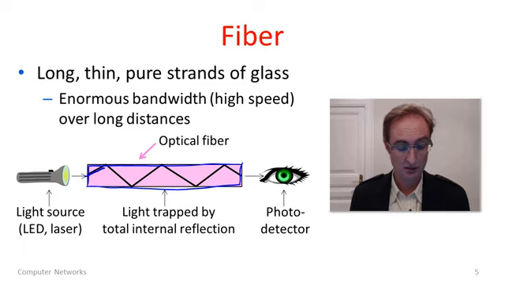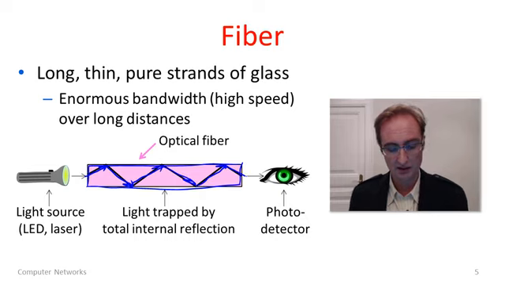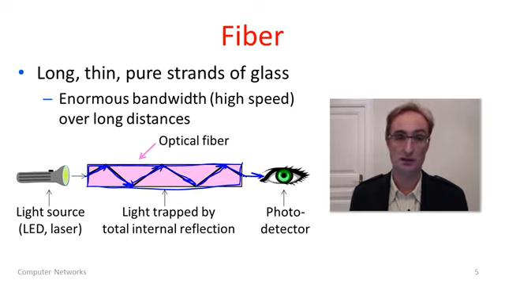The fiber is so thin that the light bounces around. It doesn't come out of the fiber, it bounces around until it gets to the other end. And then it goes out, and you can detect it with some kind of instrument, a photodetector. Fiber, compared to wire, is able to transfer enormous amounts of bandwidth, very high data rates, over very long distances.